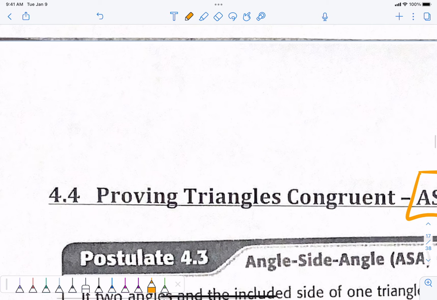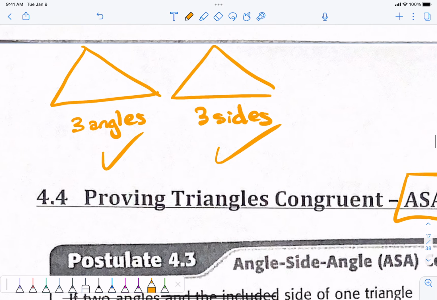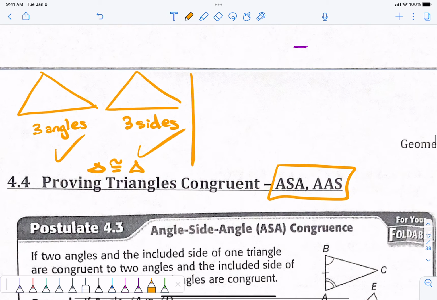So in section 4.2, when we very first started talking about triangles that are congruent, we would have to check all three angles. And we would have to check all three sides to make sure that they matched up. And after we checked them, and we did all 6 of those things, then we were able to say that this triangle was congruent to this triangle, okay? But now, since then, we have learned shortcuts, okay?